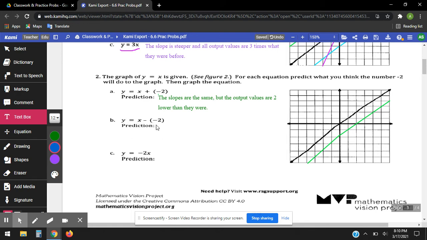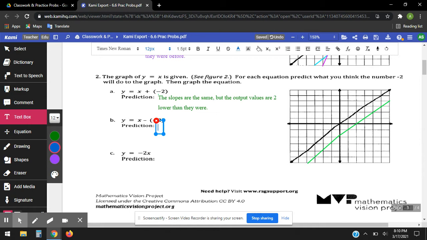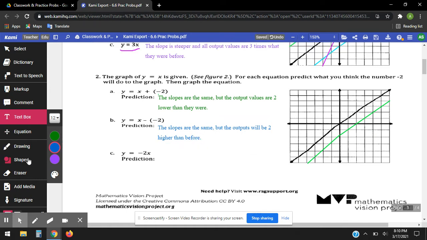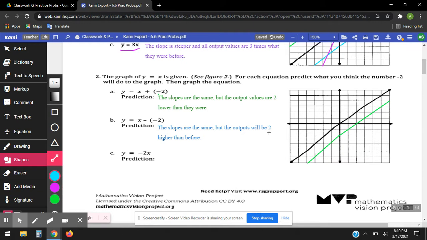Anyway, next one. Prediction. Let's do our blue here. So here's a minus a negative 2. Well, minus a negative is really a positive. So again, I think the slopes are the same. But this time, I think the outputs will be 2 higher than before. Okay, let's go ahead and draw that. So x minus a negative puts me up here at the positive 2's. And I'm going to go up 1 over 1. And again, down that diagonal. There, I'm right.